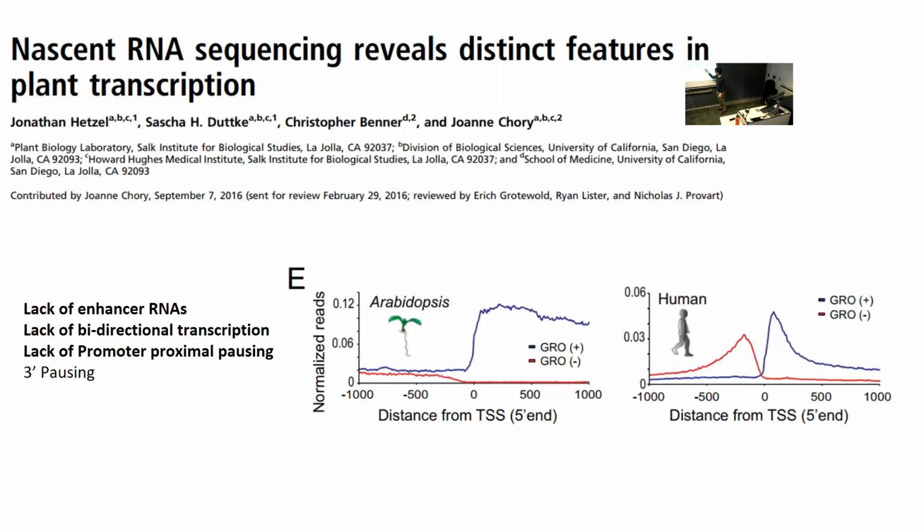In Arabidopsis, however, they observed two things. There is no pausing, there's just transcription, and there is no bidirectional transcription.